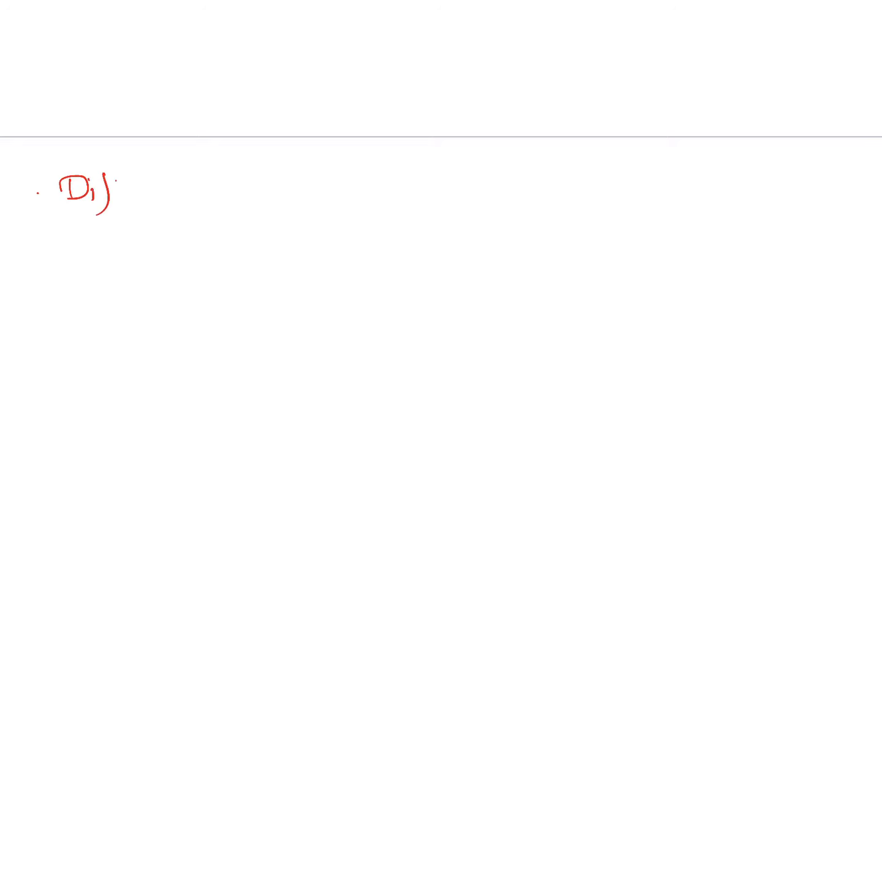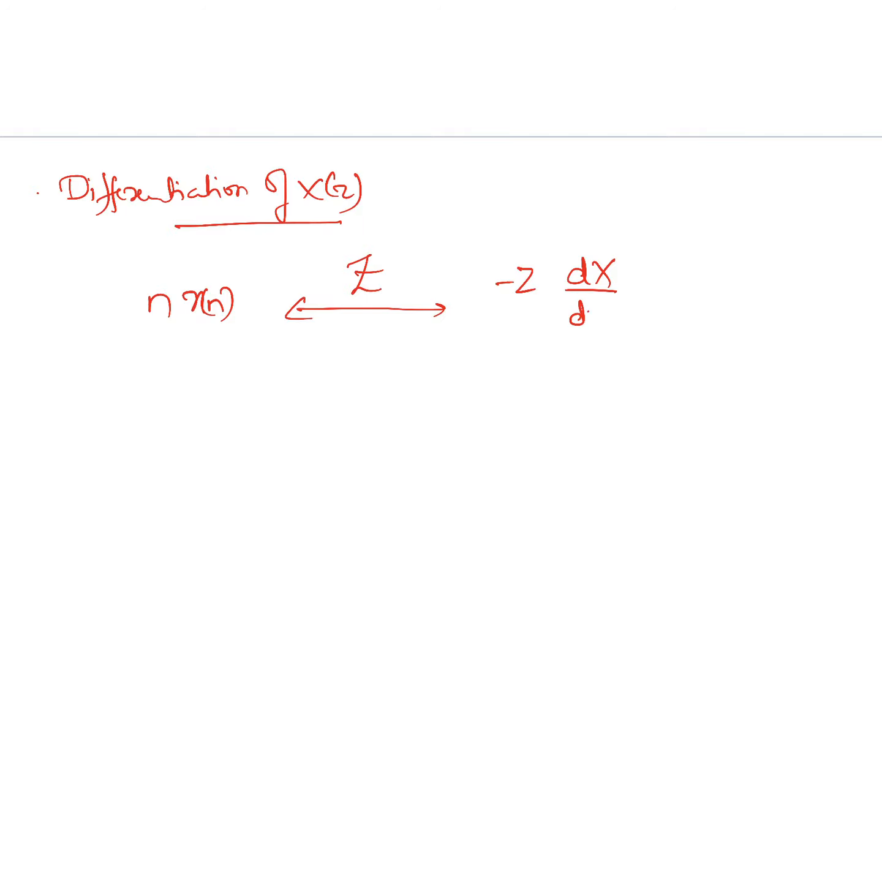The next property is the differentiation of X of z, meaning that if I have the sequence x of n and I multiply that sequence by n, then the z transform would be minus z times the derivative of that z transform with respect to z, where the ROC would remain the same as Rx.